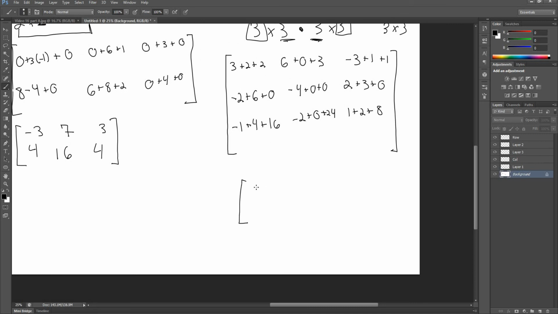So we'll have 3 plus 2 plus 2 is 7, 6 plus 3 is 9, negative 3 plus 1 plus 1 is negative 1. Row 2, we have negative 2 plus 6 is 4. We just have negative 4 and 5. And our last one, we have negative 1 plus 4 is 3 plus 16 is 19. Negative 2 plus 24 is 22. 1 plus 2 plus 8 is 11. So this is our final answer, or our final matrix for that problem.